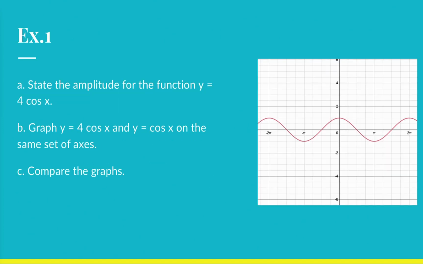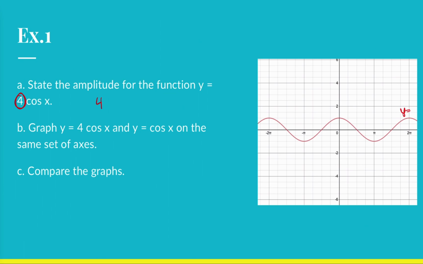All right, so we have this function. The amplitude of the function y equals 4 cosine x. So there's a 4 out front. The amplitude is going to be 4. Graph 4 cosine x and y equals cosine x on the same set of axes. So here, this is already the graph of cosine x.